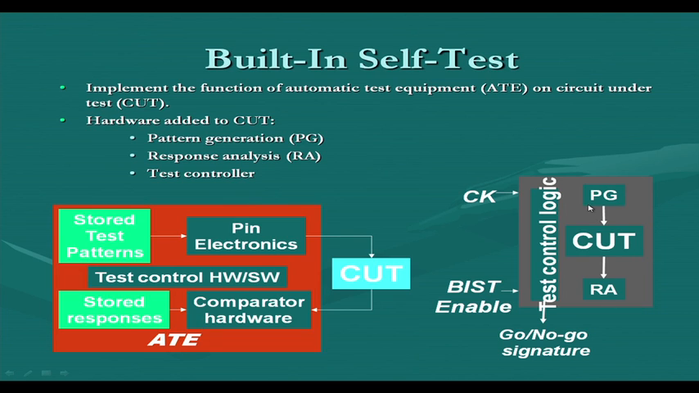For BIST, we know that the circuit itself has the pattern generator. From the outside, we put it in the BIST enable mode. This pattern generator will generate the patterns and they will be put into the circuit, and the responses will be analyzed by the response analyzer, and ultimately the test controller logic will say whether this session passed or not. So, it is a go no go type of signature. This is the idea of built in self test.